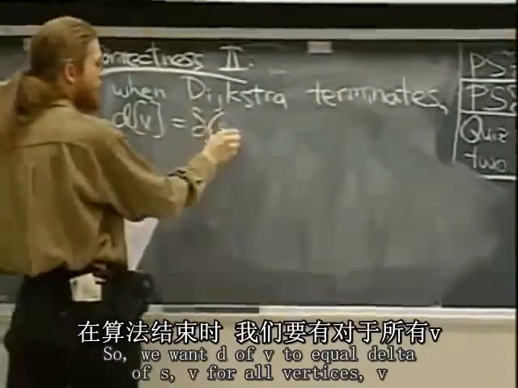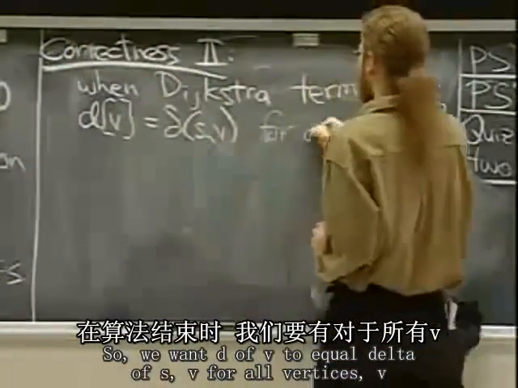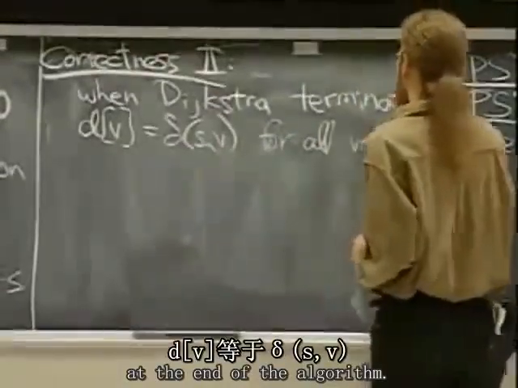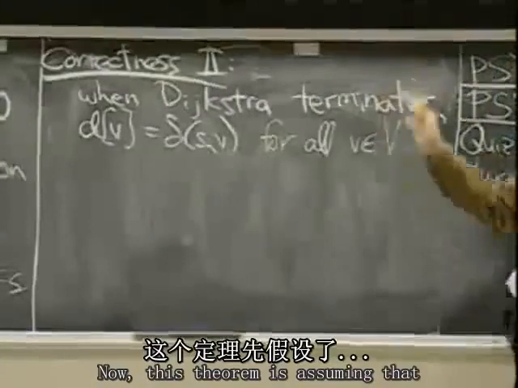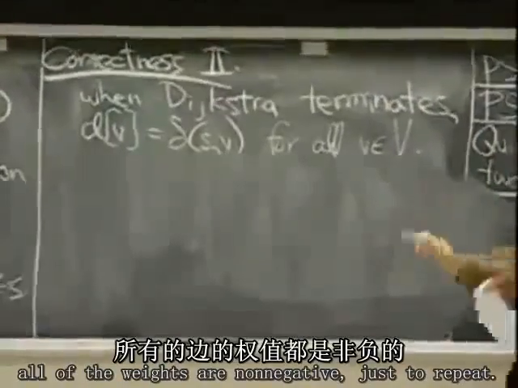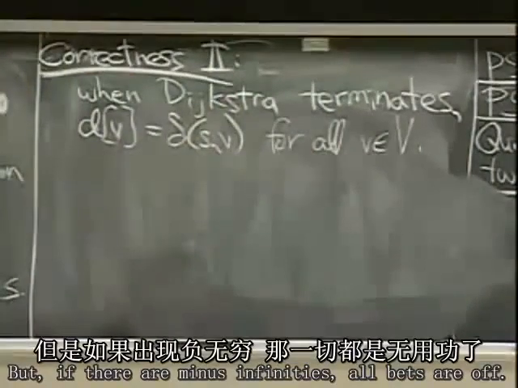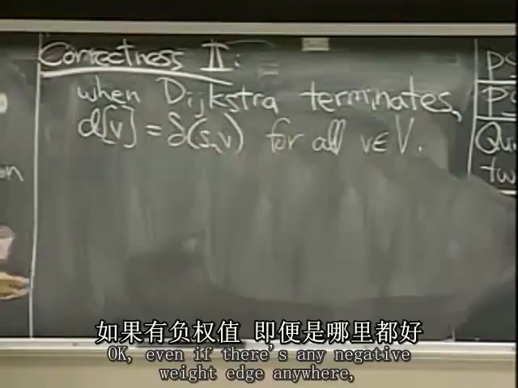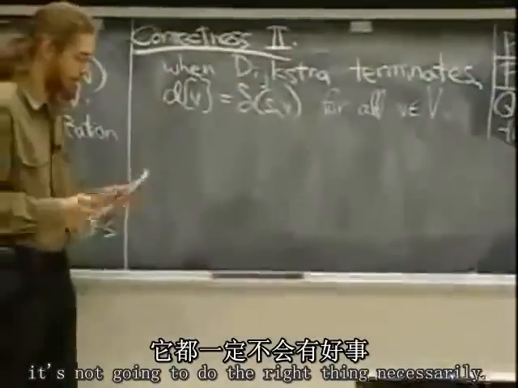So we want d of v to equal delta of s comma v for all vertices v at the end of the algorithm. That is clearly our goal. Now, this theorem is assuming that all the weights are non-negative, just to repeat. It doesn't assume anything else. So it's going to get the infinities right, but if there are minus infinities, all bets are off. Even if there's any negative weight edge anywhere, it's not going to do the right thing, necessarily.